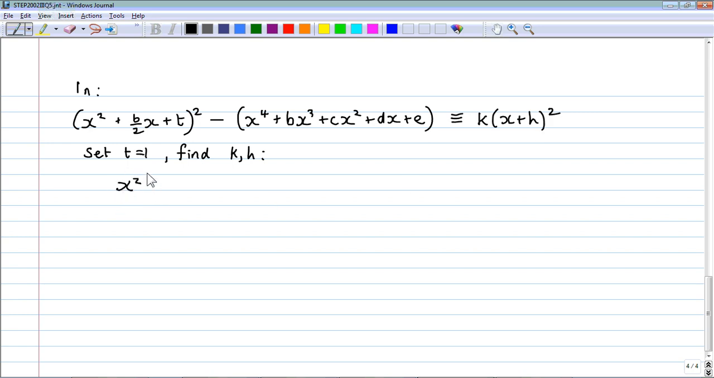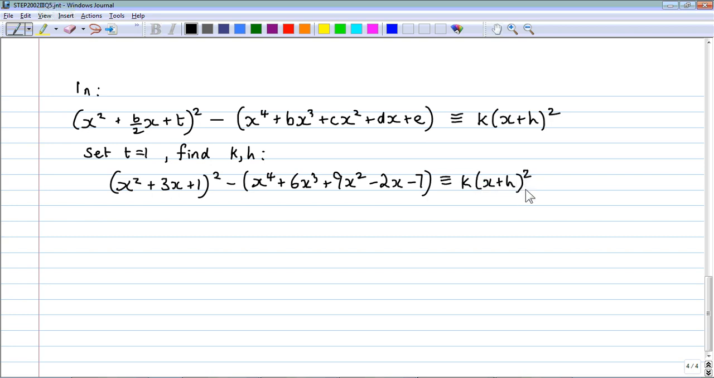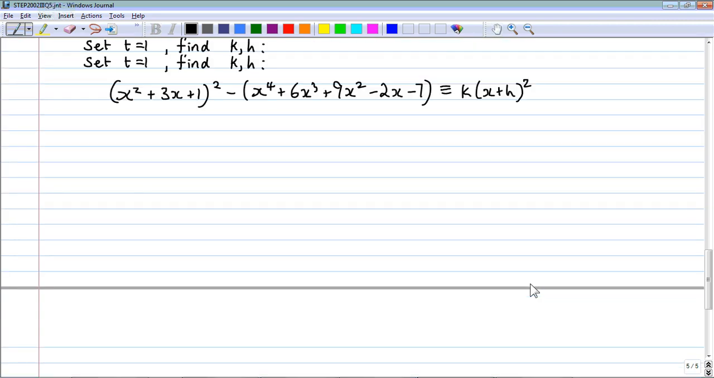X squared plus b over 2b is 6, so that's 3x plus 1 squared minus... Actually, let me just write this out, since I need the numbers. x to the 4 plus 6x cubed plus 9x squared minus 2x minus 7 is identically equal to (x squared plus 3x plus k) plus h squared. Because this is an identity, we can compare the coefficients of the polynomials on the left and right hand sides to find k and h.